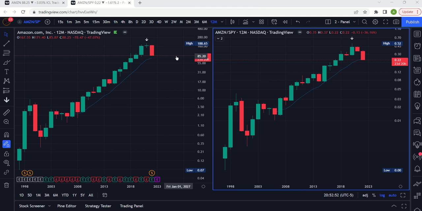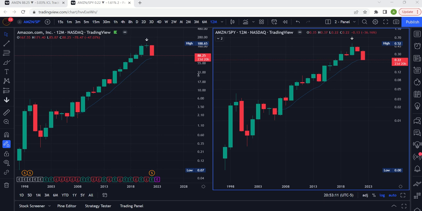So every candle here is one whole year of price action. This is your 2022 candle, and this is your 2022 candle. You see it's red on both fronts. So it's a red year in absolute terms, and also red versus the S&P. What that means is both the S&P and Amazon are down, but Amazon is down by a lot more.